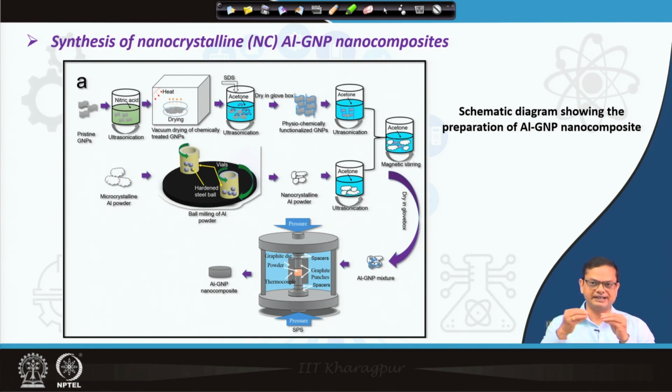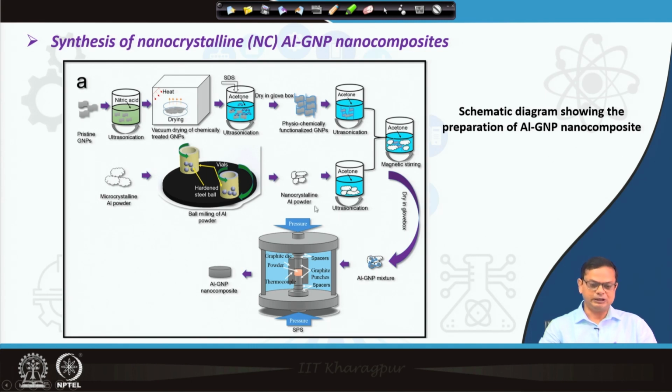So, if the SDS gets attached on the surface of the nanoparticles, then there will be kind of repulsion between the particles, and that would lead to better homogeneous distribution. So, ultimately both physical and chemical functionalization was carried out to improve the homogenization, and then it has been mixed with aluminum particles. How? Now you can see this microcrystalline aluminum powder has been ball milled to get nanocrystalline powder, and those have been mixed in a certain process.